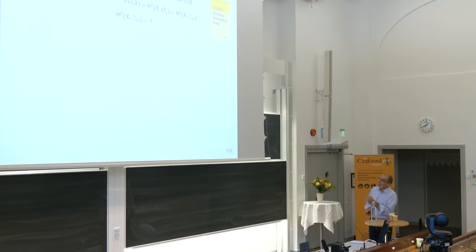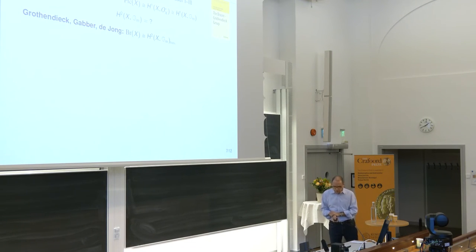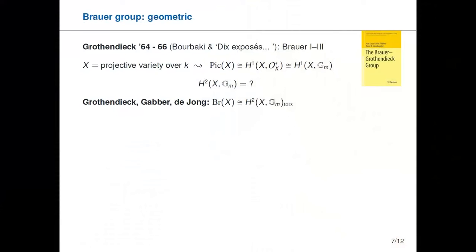And Grothendieck suggested that there should be a description similar to the case of fields, which was then later proved first by Gabber and then reproved by de Jong, eventually showing that the second cohomology, or at least its torsion part, which usually is just everything, is the Brauer group, and the Brauer group Grothendieck defined as the set of Azumaya algebras modulo some equivalence relation.